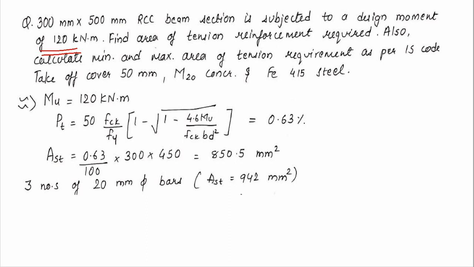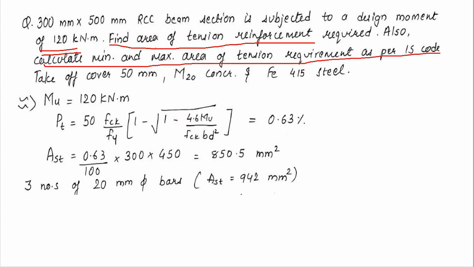We need to find the area of tension reinforcement required, that is AST required. Also calculate the minimum and maximum area of tension reinforcement as per IS code. This is something new that we have not come across in our previous lectures. And the cover to be taken is given as 50 mm. The concrete grade is M20 and the steel grade is given as Fe415.